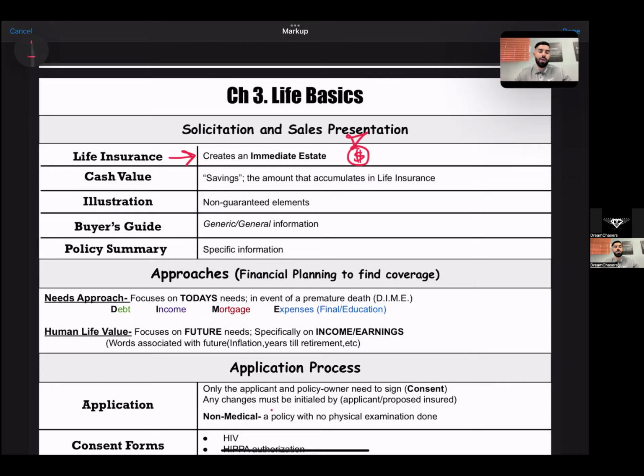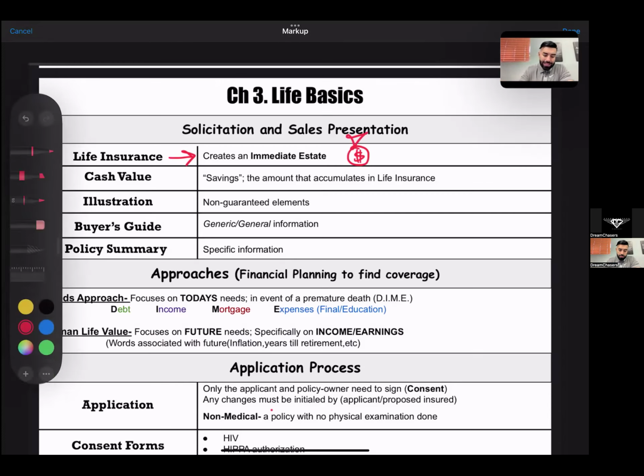If I apply for life insurance, I'm going to be covered for 250,000. I have the policy for 2 months. I pass away. My family's receiving a big bag of money, right? 250,000. Okay. So just think when you purchase life insurance, you're creating an immediate estate.